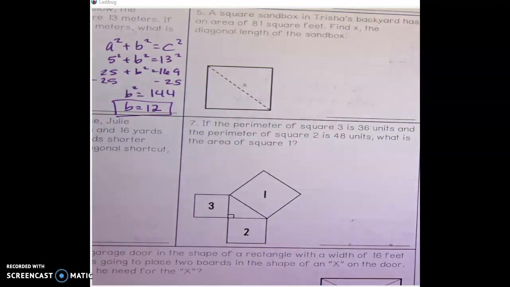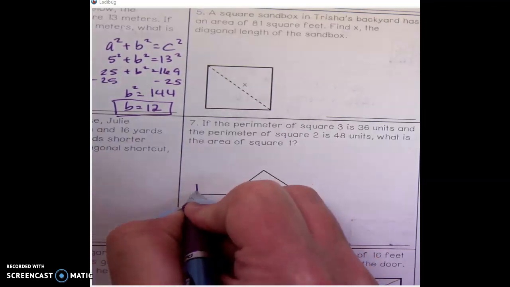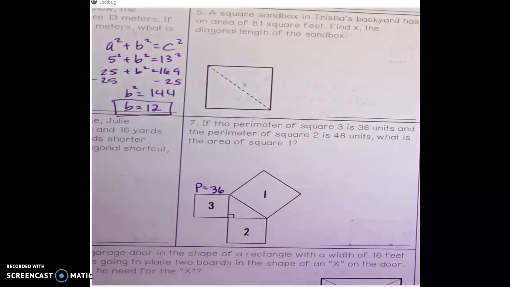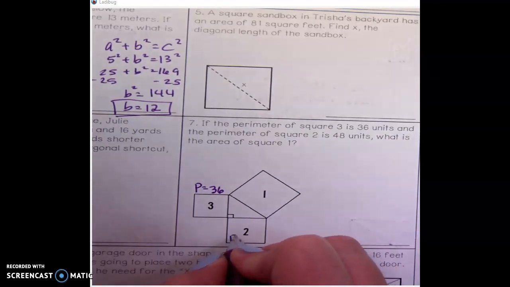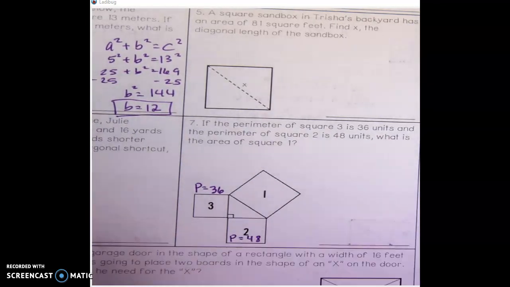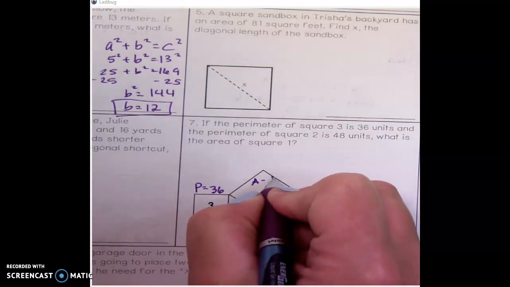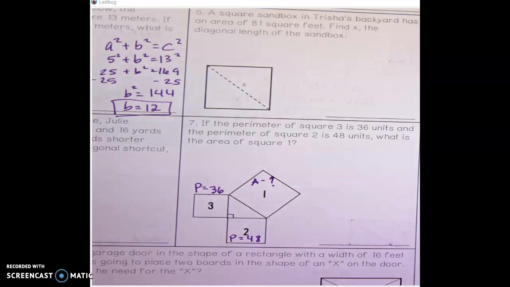All right, so let's dive into question number 7. So if the perimeter of square 3 is 36 units, I'm going to go ahead and start labeling. Perimeter is 36. And perimeter of square 2 is 48. What is the area of square 1? All right, so here we are focused on many different properties. If it is a perimeter, what do we know about perimeter?